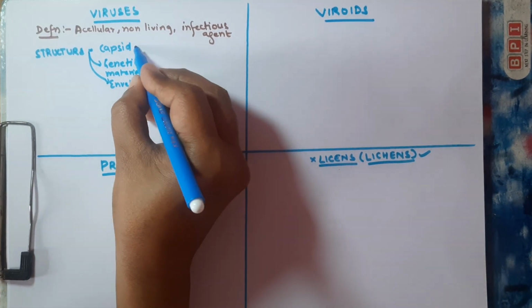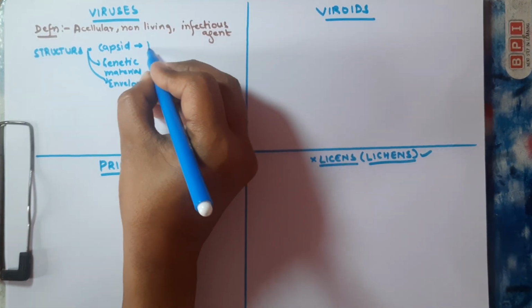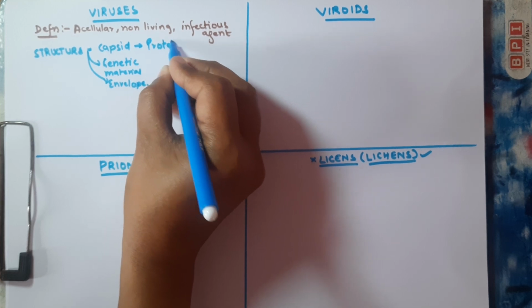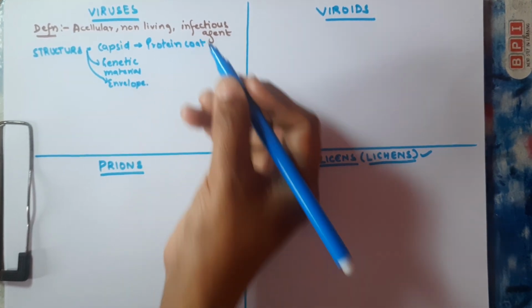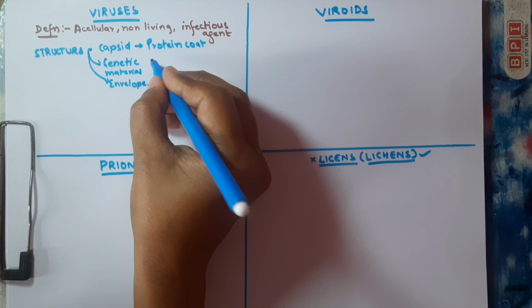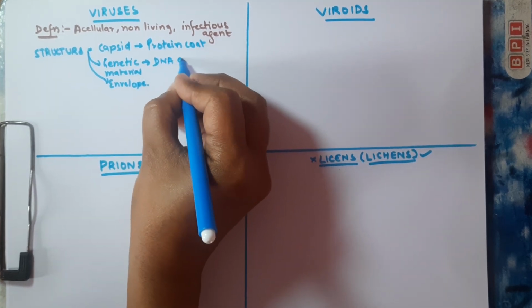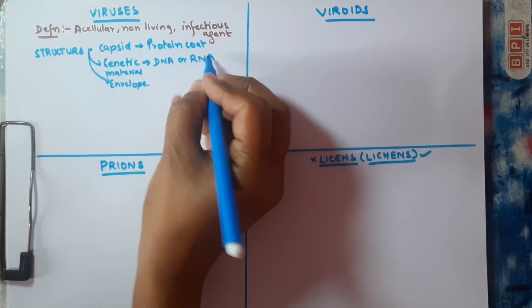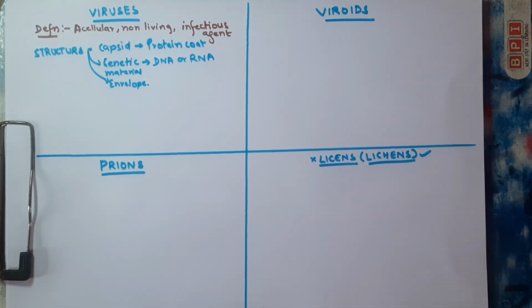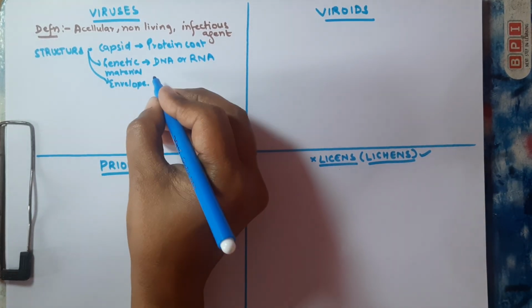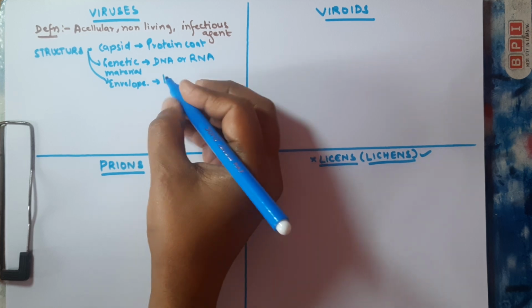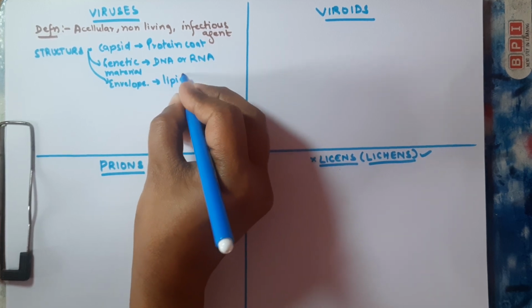So what is the capsid? Capsid is the protein coat. This protein coat is surrounding the genetic material. The genetic material of the virus can be either DNA or RNA. And the envelope is present in some viruses. So what is the envelope? It's a lipid layer that will surround the capsid.